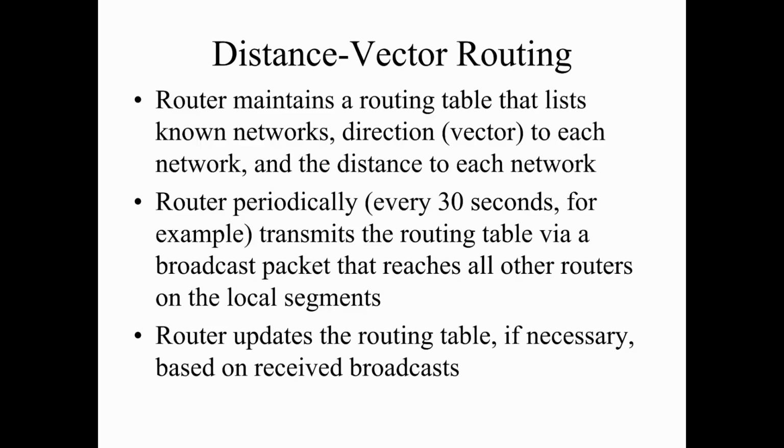But what happens if the network doesn't change? Is it going to keep sending the router updates even if no changes have occurred? That's an issue with distance vector. Router updates the routing table if necessary based on received broadcasts. If it doesn't receive new information, it just receives the original or old information, it still has to process that packet. So it's a waste of resources.